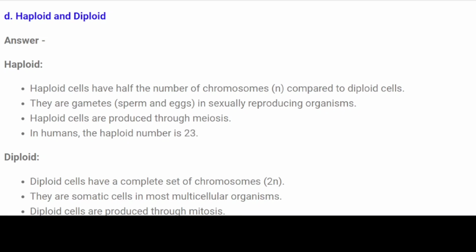They are gametes, sperm and eggs, in sexually reproducing organisms. Haploid cells are produced through meiosis. In humans, the haploid number is 23.